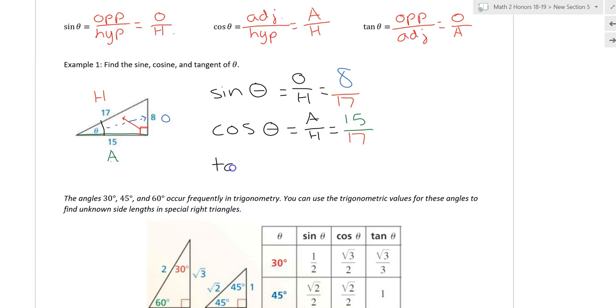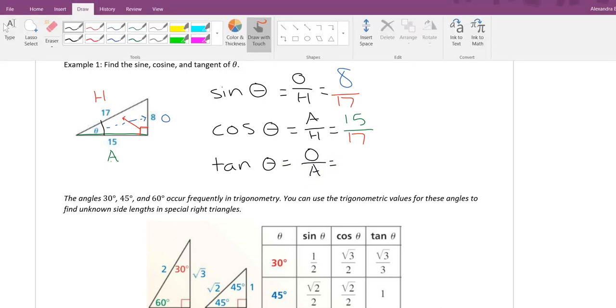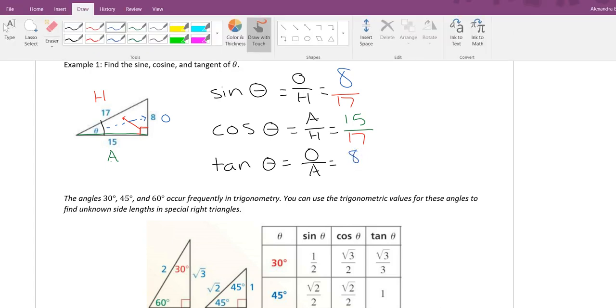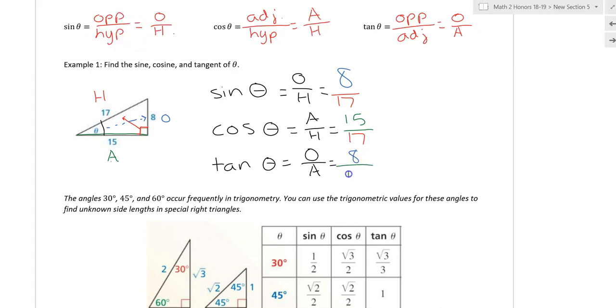And finally, the tangent of theta is O over A. And our opposite again is 8, and our adjacent is 15. Okay? So those are our 3 trig ratios of that angle.